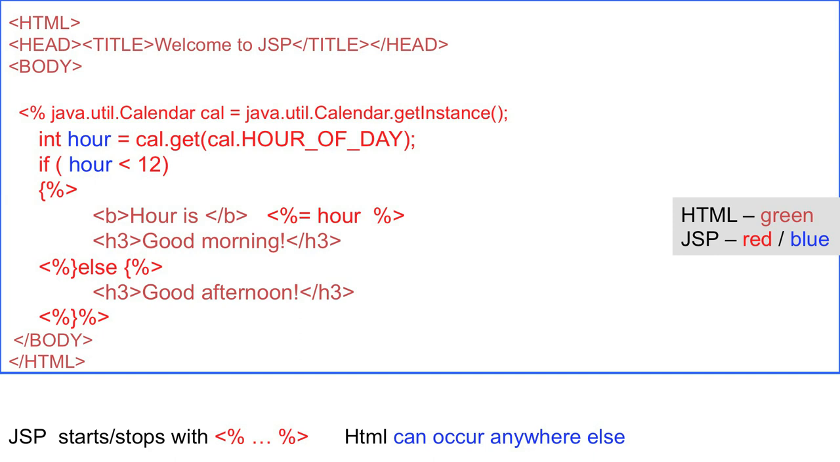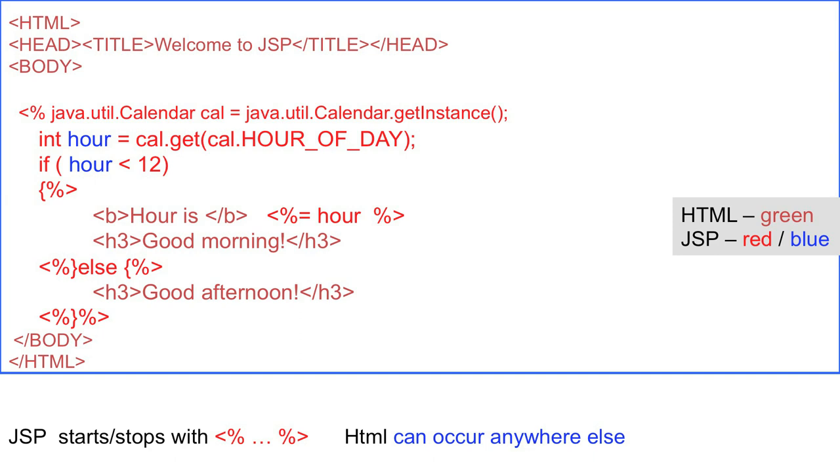So this is again the HTML portion, HTML code, and it will display good morning accordingly. It is under H3, heading 3. So between H3 and slash H3 we are writing good morning. So if hour is less than 12, then it is good morning, and it will also display the value of hour.